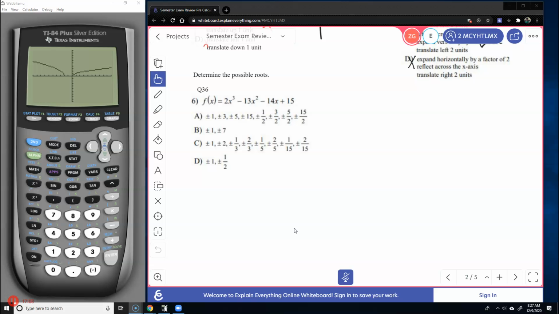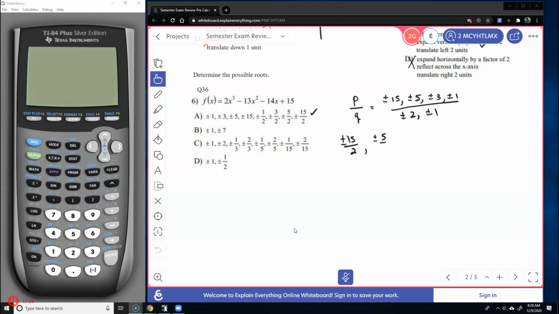To find the possible factors for this polynomial, you have to find the factors of the constant over the leading coefficient. So for example, the constant is 15, so plus or minus 15, plus or minus 5, plus or minus 3, plus or minus 1. Those are the factors of 15. And then of course the leading coefficient is plus or minus 2, plus or minus 1, and then you start dividing. So we have plus or minus 15 over 2, so that's there.